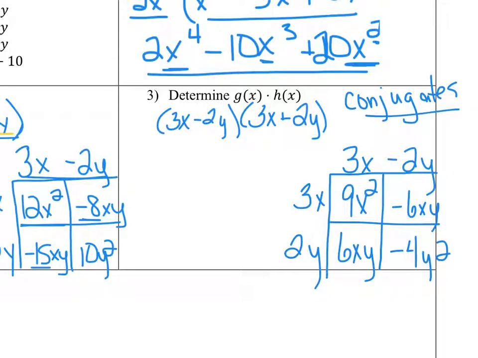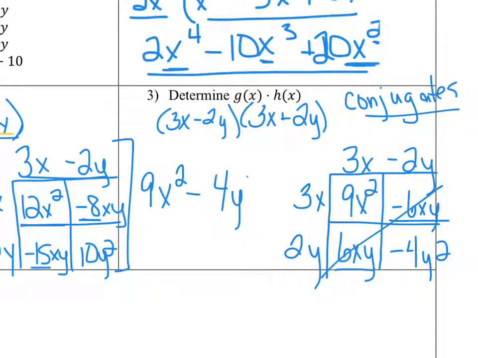So when we combine our like terms, now remember, when you're combining like terms, the signs don't change. So I get 9x squared, negative 6xy, and positive 6xy. That's negative 6 plus 6, which is 0. These, bam, gone, minus 4y squared. So when you multiply conjugates together, you get a binomial as an answer instead of a trinomial or even 4 terms, a quartic, or a polynomial for an answer. You only get 2 terms. And they are what's called the difference of two perfect squares.